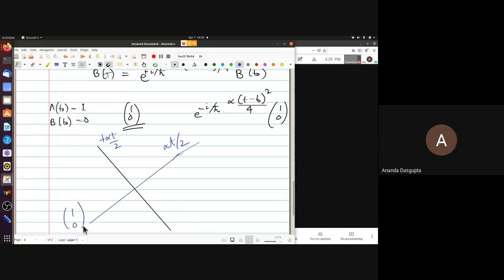State (1, 0) keeps on staying the state (1, 0) as time goes by. At large negative times, (1, 0) corresponds to the energy eigenvalue αt/2. At very large times also, in fact at all times, (1, 0) corresponds to the energy eigenvalue αt/2, and (0, 1) corresponds to the energy eigenvalue minus αt/2.